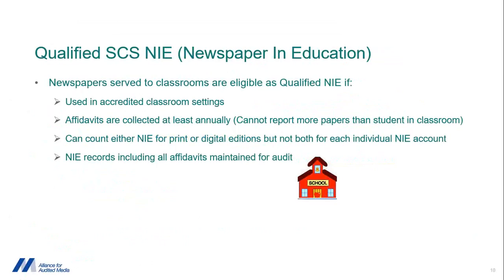In this instance, for NIE, it can be either print or you can count it under digital. But if a teacher actually asks for both, they ask for print and digital for their classroom, that's great. But for AAM reporting, you have to choose. Are you going to count it under print or are you going to count that teacher under digital? You can't count that particular teacher under both, even though she signed up for both. So it's either one or the other.